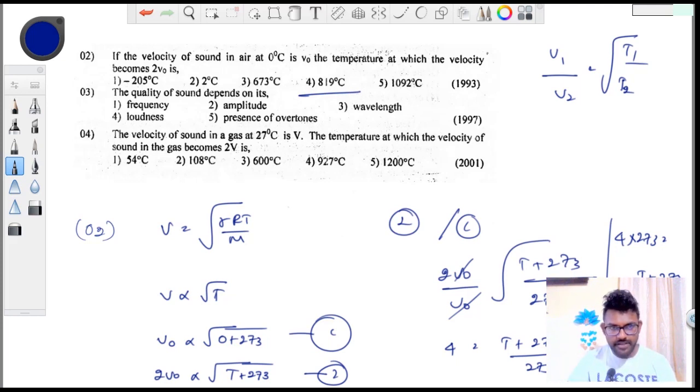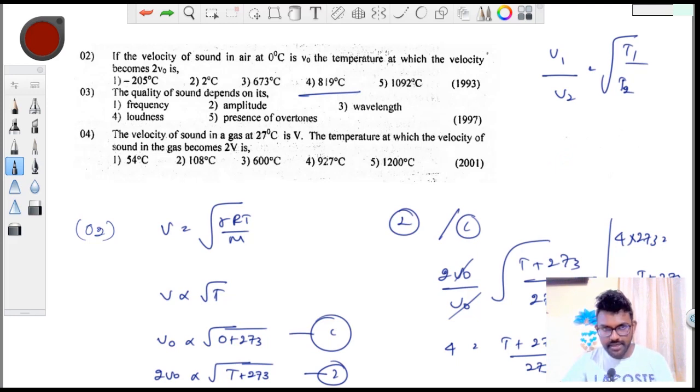Now if you see the second one, which means the fourth one, it is not at 0 degrees Celsius, it is at 27 degrees Celsius, and that would be the V. When it becomes 2V, you can use the same trick here. So you should get V1 over V2. If you remember this equation, you can do it like that. Let's say V1 is V, and V2 is 2V. Or maybe I can write it like this.